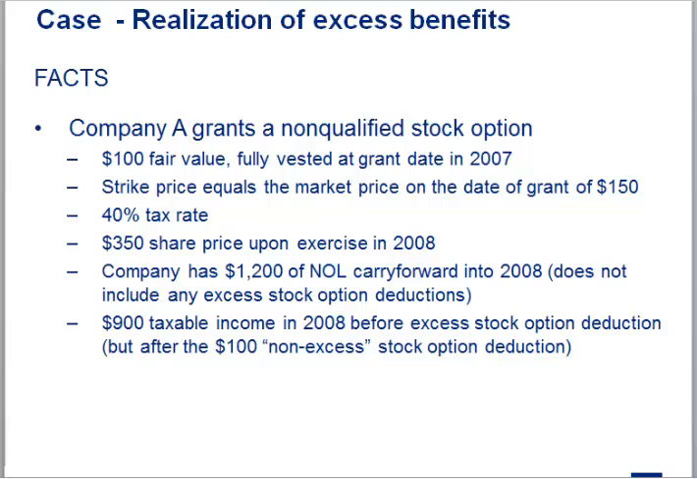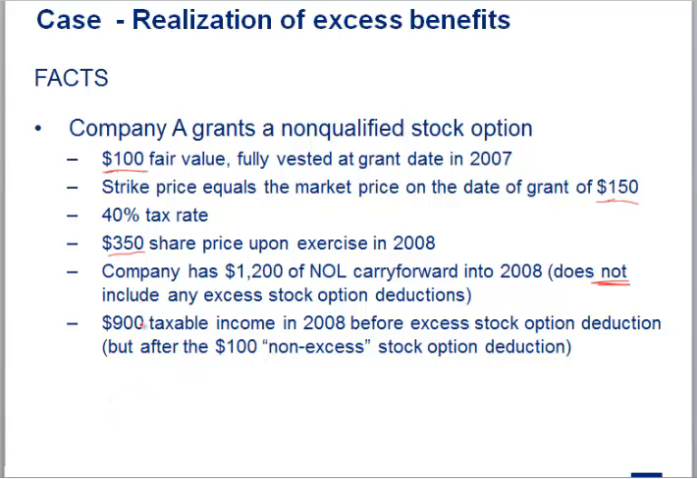The example is we have a non-qualified option that has 100 fair value. It's an NSO, and the strike price is 150. 100 is the value of the option. The strike is 150. The stock price when we exercise is 350. We have lots of NOLs from prior year that do not include any excess stock comp. So we had a DTA last year for that 1200.